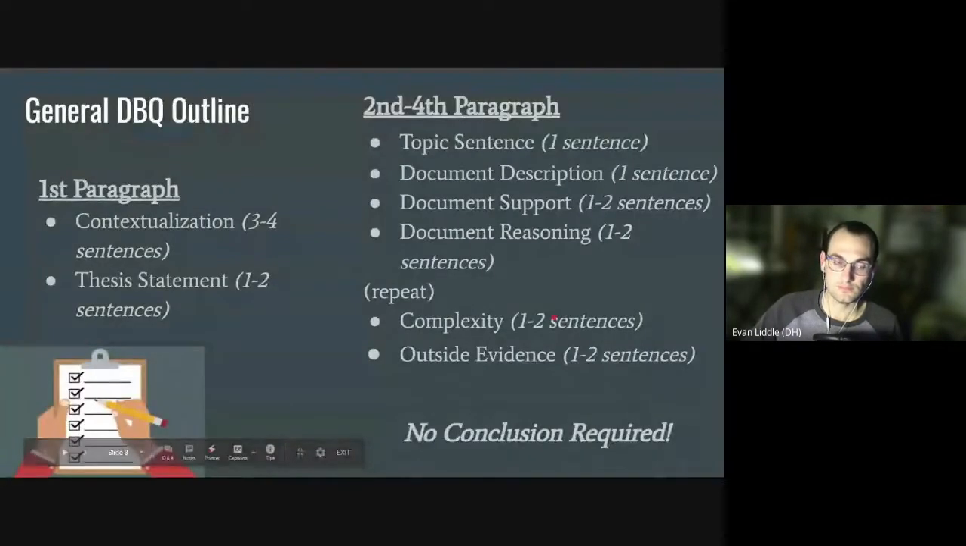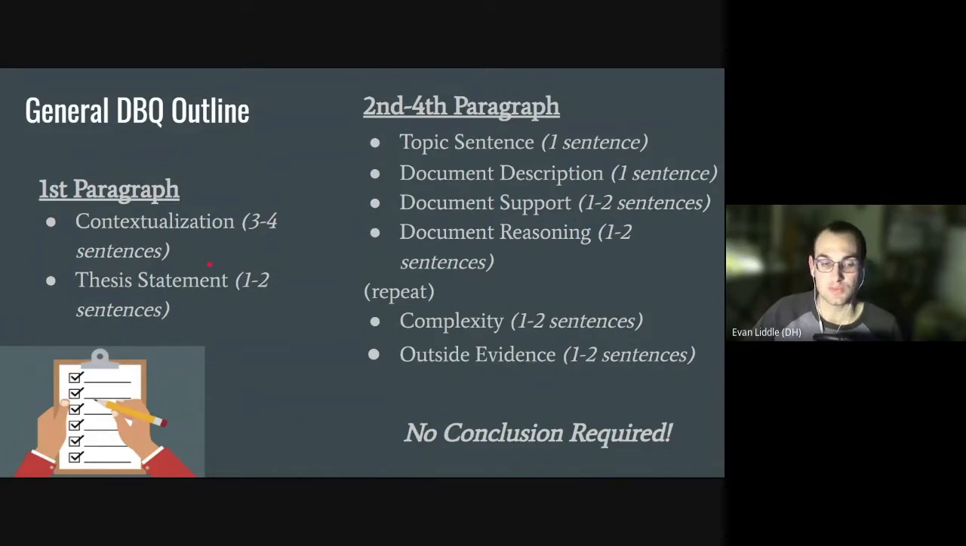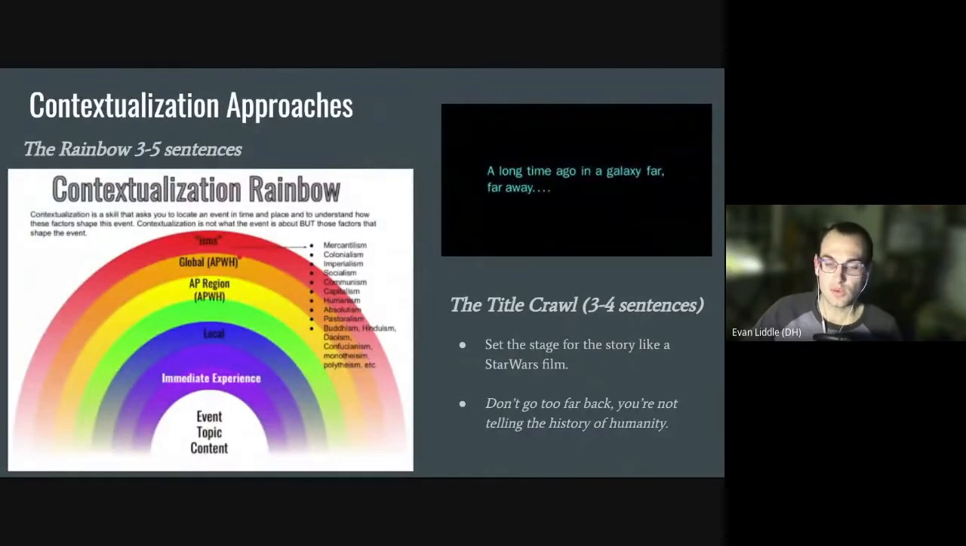So your contextualization statement, where is it? In the general DBQ outline, your contextualization statement is in your very first paragraph. It is the first thing that you write. It is 3 to 4 sentences, and it comes before your thesis statement. So when it comes to how you approach setting up an essay, there are a number of approaches that teachers and people smarter than me have been creating and promoting for a long time.